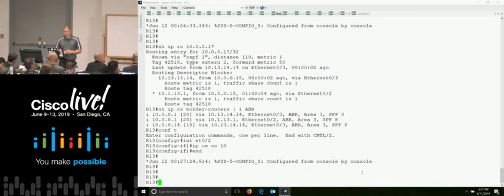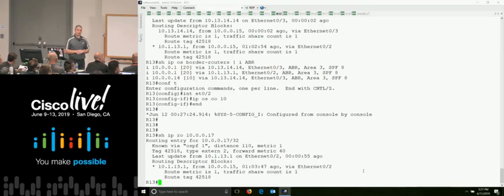Okay, so we answered our first couple questions. What about our last question? Where did 15 come from? It came from the LSA Type 4, originated by the two ABRs. Now, in this case, it doesn't really matter which one gets chosen because we don't really care about the metric, but I just want to demonstrate how we even know about it.